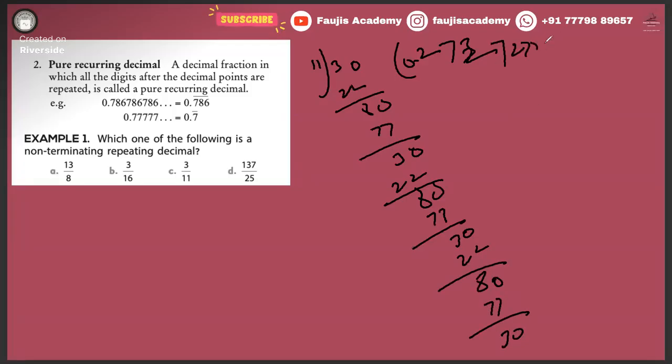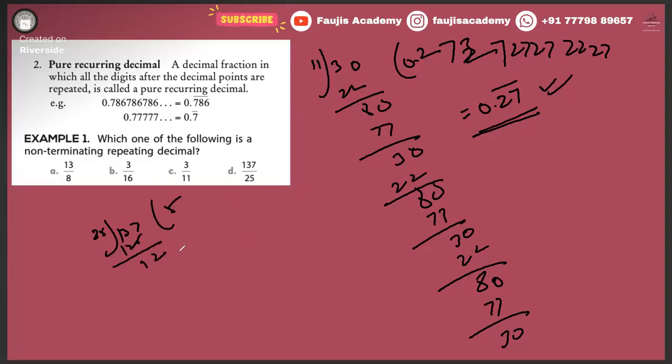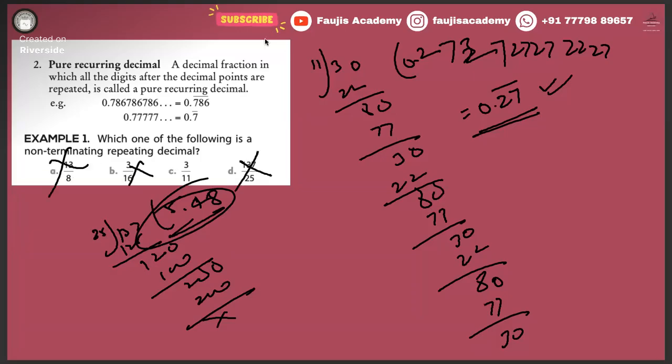Now tell me, is it repeating? Yes. 0.27 bar, it's repeating again and again. When you solve for the last one, 137 by 25, 5 times 25 is 125, then 1.0, 400, 200, 200. That's it, it has stopped. So which one is the right answer here? Non-terminating repeating decimal is option C.